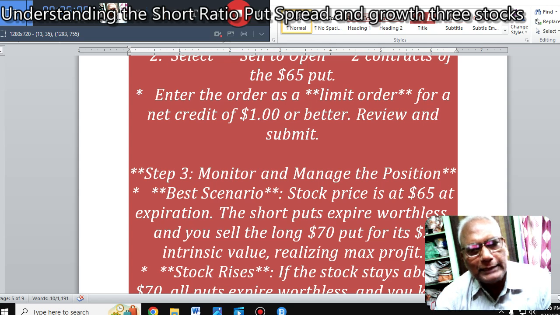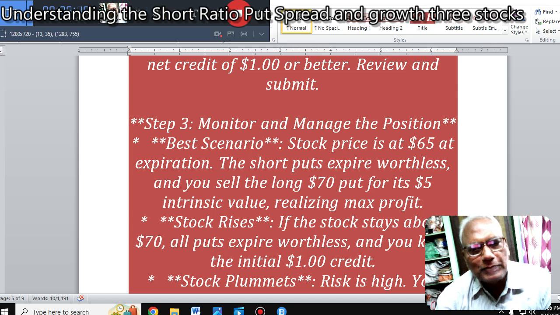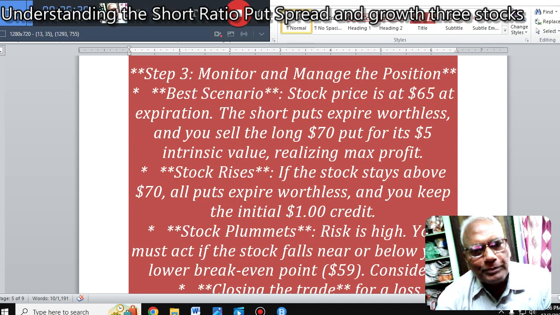Step 3: Monitor and manage the position. Best scenario: stock price is at $65 at expiration. The short puts expire worthless and you sell the long $70 put for its $5 intrinsic value, realizing maximum profit. Stock rises: if the stock stays above $70, all puts expire worthless and you keep the initial $1 credit.